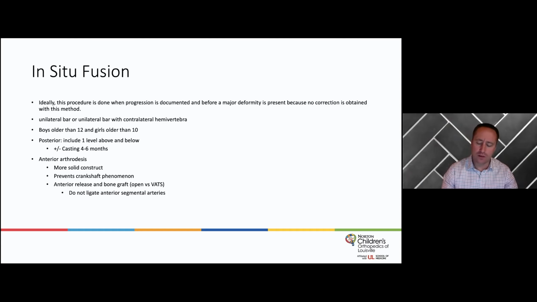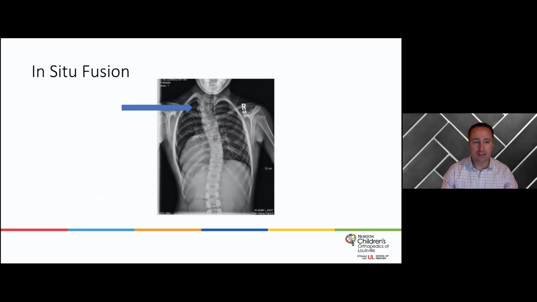But we talked about this with Dr. Meyer earlier today. Anterior surgery is becoming more of an option, but we're still in the early phases of it. And so this would be a good example of when you would want to do an in situ fusion. So this boy is 11, and he has a hemivertebra, as you can see up there, and a contralateral bar. His curve right now is only about 35 or 40 degrees, but that's going to continue to progress.